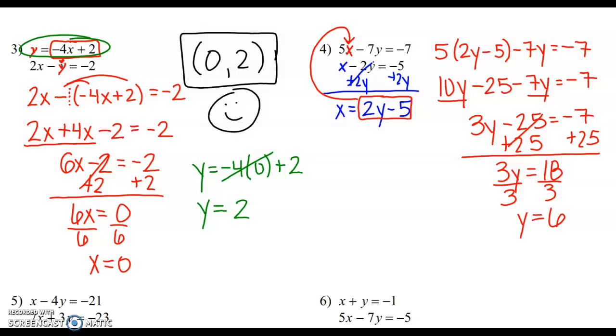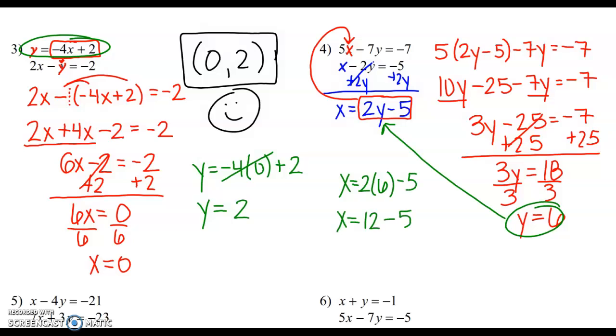So now that I know that y is 6, I can substitute that back in to find x. So x equals 2 times y is 6 minus 5. 2 times 6 is 12 minus 5 gives us x is 7. So my ordered pair answer, x comma y, would be 7 comma 6.